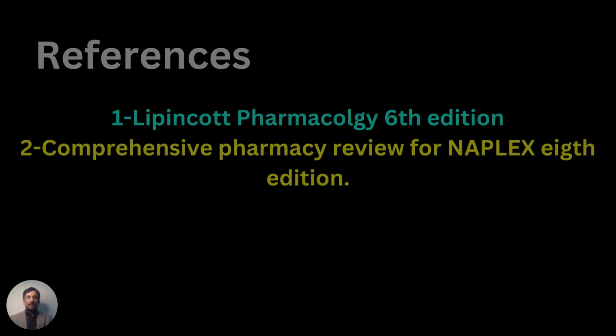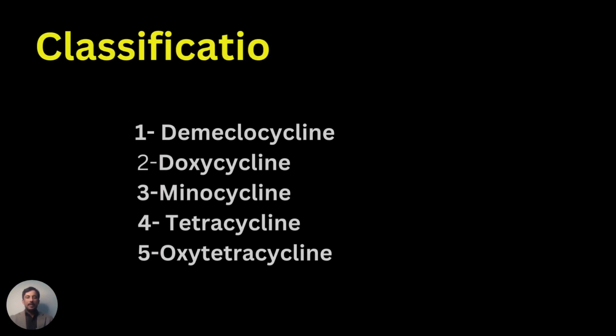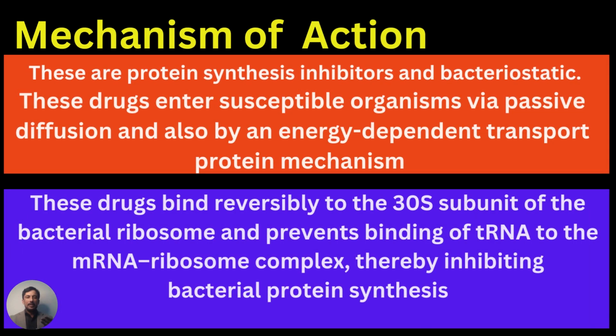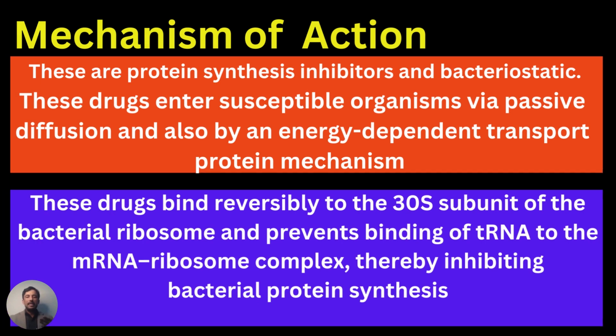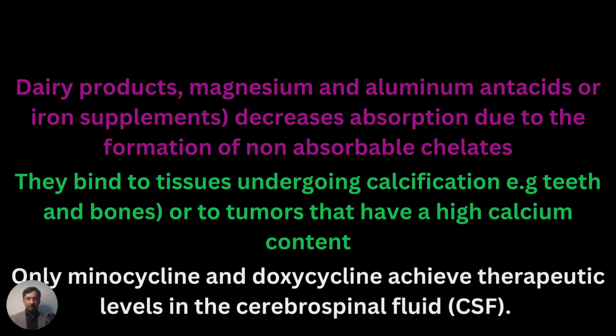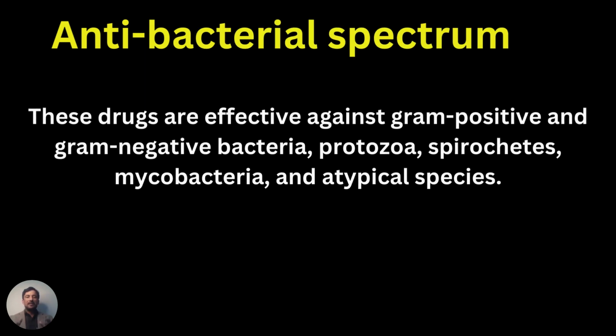In this presentation, I have discussed the uses and the classification of the tetracyclines. Then I discussed the mechanism of action of tetracyclines: these are protein synthesis inhibitor drugs that bind reversibly to the 30S subunit of the bacterial ribosome and inhibit protein synthesis. We have also discussed the pharmacokinetics and the antibacterial spectrum: these drugs are effective against gram-positive and gram-negative bacteria, protozoa, spirochetes, mycobacteria, and atypical species.